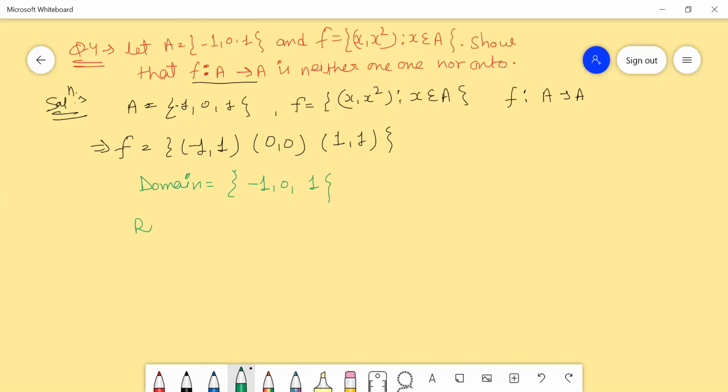And what is the range? When we find the range, it is 1 and 0. We will define it this way: first write 0, and that is 1, and 1 is repeated, so in set form 1 is written only once, right? So the domain here is -1, 0, 1, and the range is 0, 1, okay. And the codomain is the second set of the function, that is also A, so the codomain is -1, 0 and 1, right?